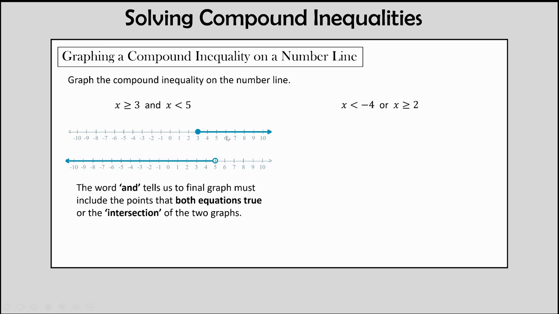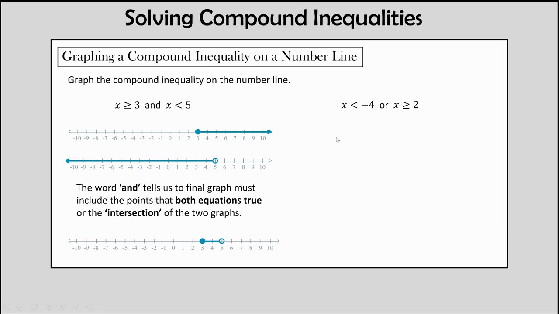So if I was to push these two together, the overlapping parts would look like this. 3 is shaded in this one and it's part of this answer group. You can see 4 is in the answer group. 5 is in this answer group, but not this one, so it's an open circle. Those are the only common numbers between the two graphs. So you push them together and whatever overlaps is your answer. You can see clearly here that all the answers I have shaded are numbers that are greater than or equal to 3 and also less than 5. So that's "and." Now let's look at how "or" works.